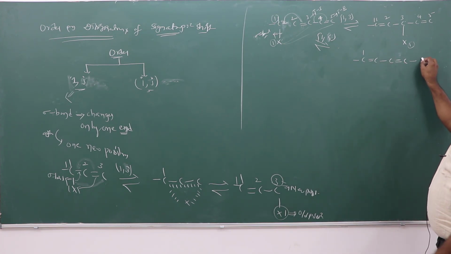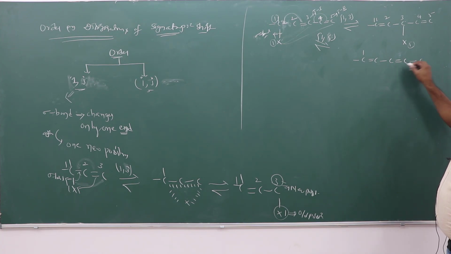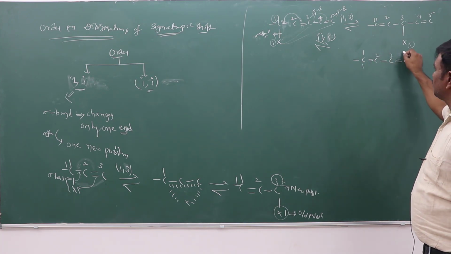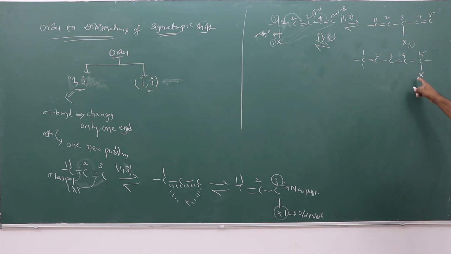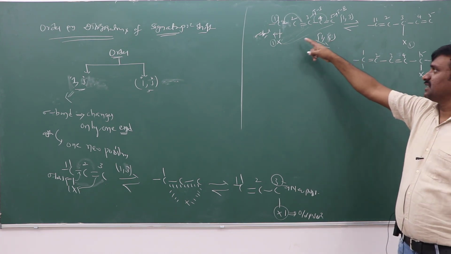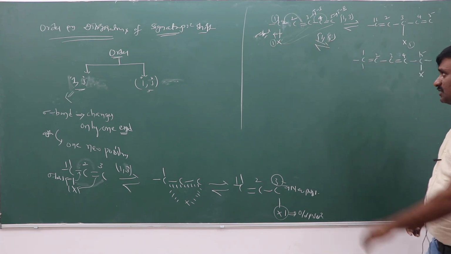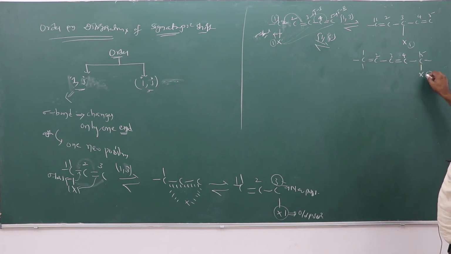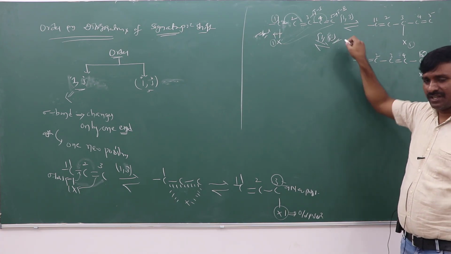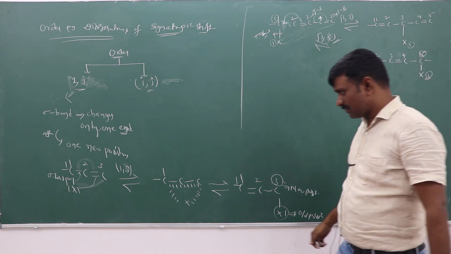From this position to here, 1, 2, 3, 4, 5. So from the first position to the 5th position. So this is after, that means after migration of the sigma bond, at both ends, this end will be 1 and the other end will be 5. So this shift will be a 1, 5 shift. 1, 5 shift.